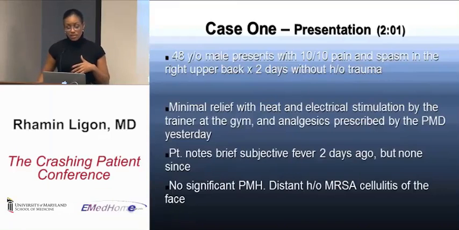The first case is a 48-year-old male that comes into the ER at 2:01 and presents with 10 out of 10 pain and spasm in the right upper back for the last couple of days. Has no history of trauma. Went to the gym and saw a trainer, got a little bit of relief with some heat and a nerve stimulator that they placed at the gym.